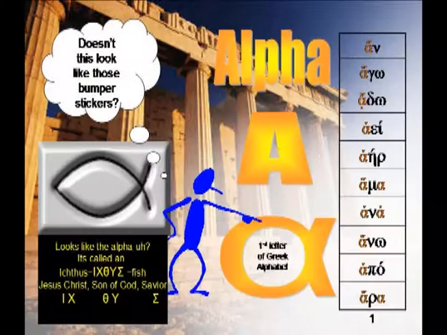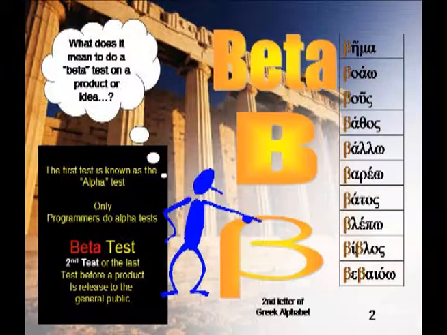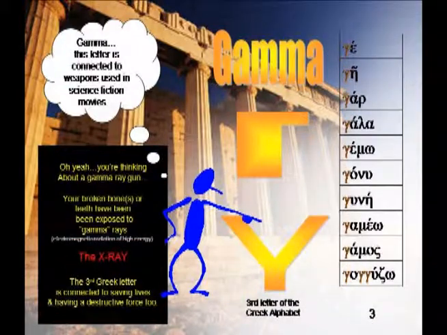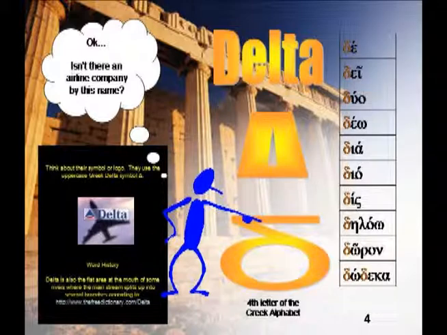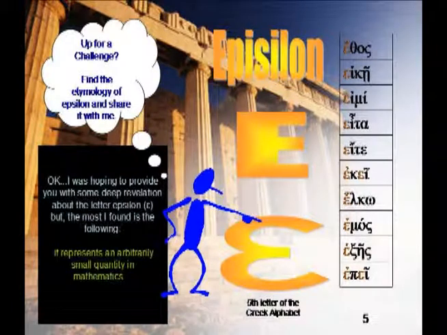Okay, let's get started. Alpha. Alpha. Beta. Beta. Gamma. Gamma. Delta. Delta. Epsilon. Epsilon.